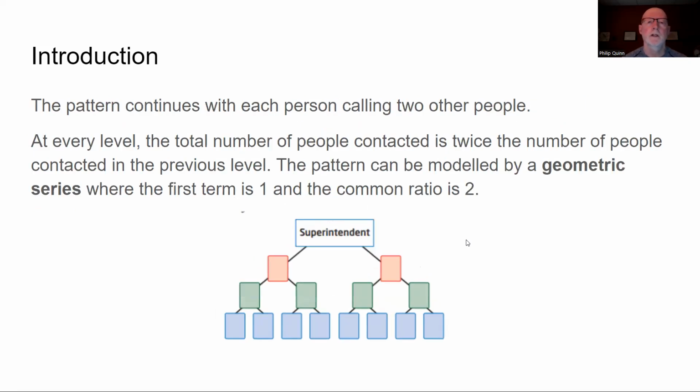So the pattern continues with each person calling two other people. At every level, the total number of people contacted is twice the number of people contacted in the previous level. Now, this pattern can be modeled by something we call a geometric series, where the first term is 1. There's one superintendent to start this all off. And the common ratio, we'll talk about this a little bit more. The common ratio is 2 because each term will be multiplied by 2 to get the next term.